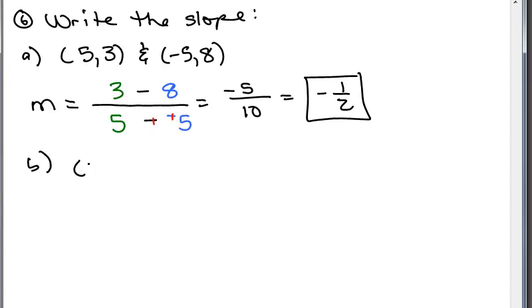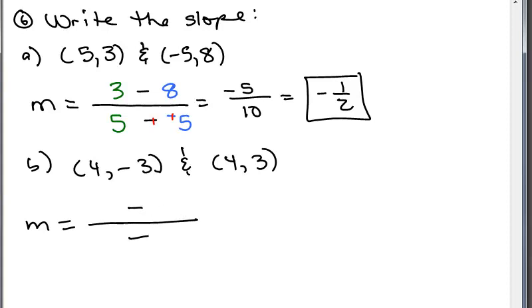Okay, second problem is (4, negative 3) and (4, 3). So same idea. Take the first ordered pair, it doesn't matter if you do the first or the second ordered pair, put the y over the x, and then take the second ordered pair, put the y over the x. And then you simplify the numerator and denominator.